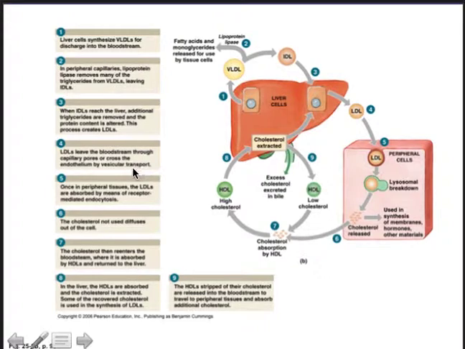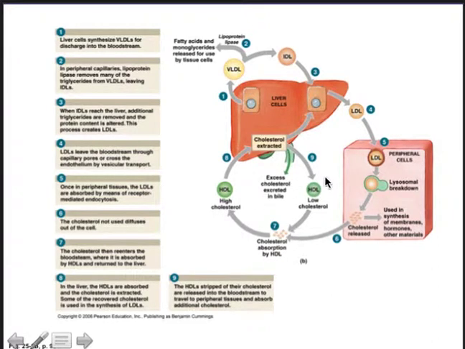The LDLs then leave the blood through the capillary pores or across the endothelium by vesicular transport. That's over here. Once in the peripheral tissues, the LDLs are absorbed by means of receptor-mediated endocytosis. The cholesterol not used diffuses out of the cell. The cholesterol then re-enters the bloodstream where it is absorbed by the HDLs and returned to the liver. And so what you see here are the HDLs absorbing the cholesterol, returning to the liver.